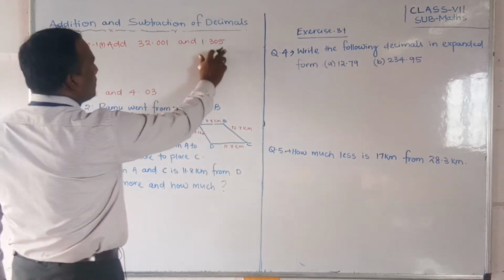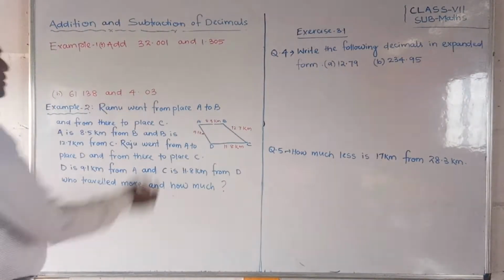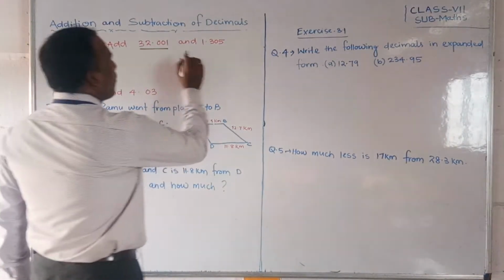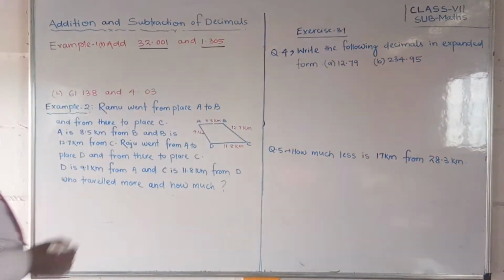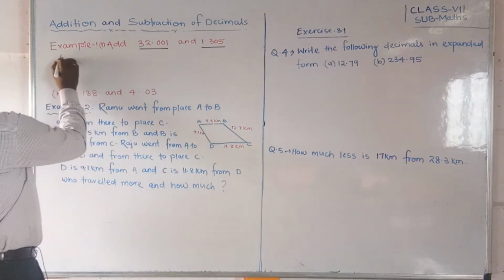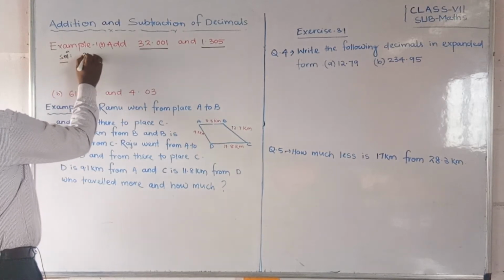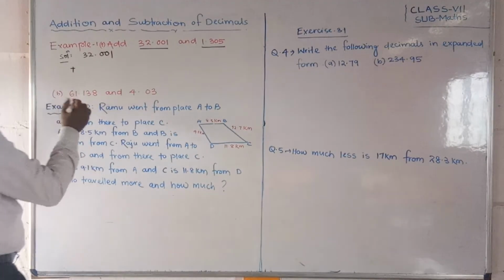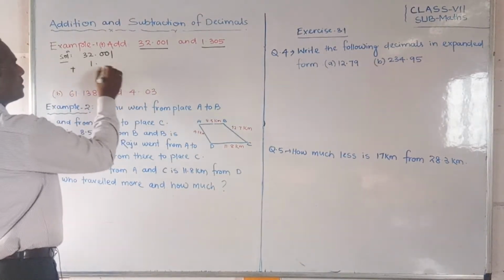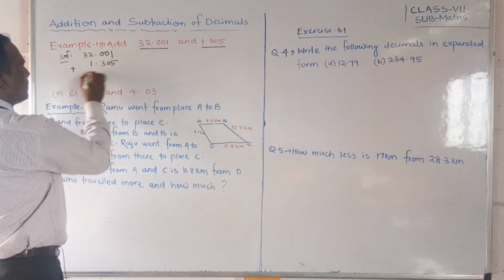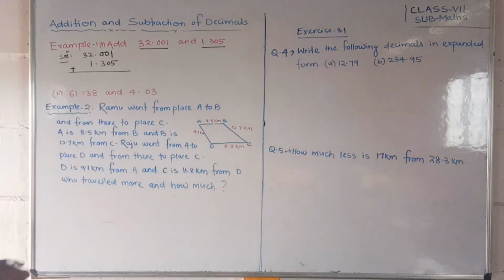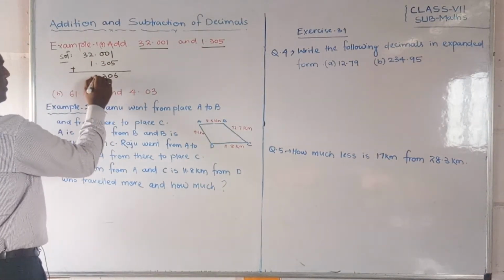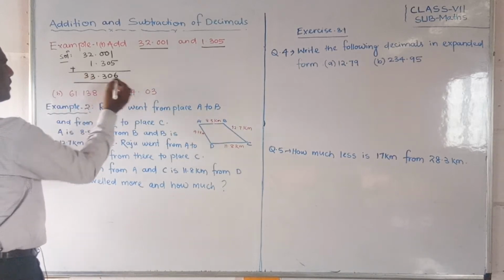32.001 and 1.305. Yes, two decimals are there. One is 32.001, another one is 1.305. We have to add. So look at the solution. You should write it by the column method. You can add 32.001 plus 1.305, writing according to the places. Just add generally like that. Now 1 plus 5, that is 6, 0. Now 3 plus 0 is equal to 3. Then the decimal point. This is 33.306, our answer.